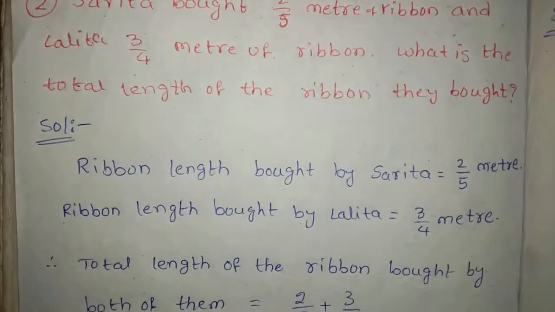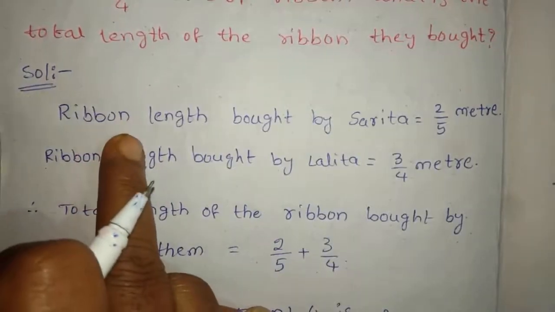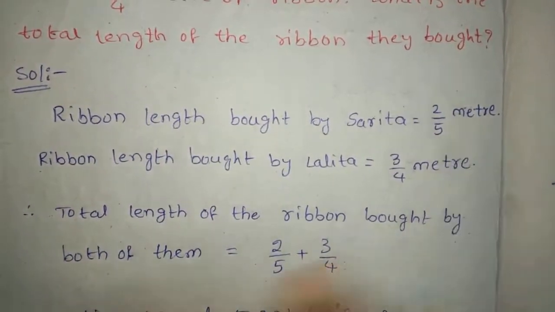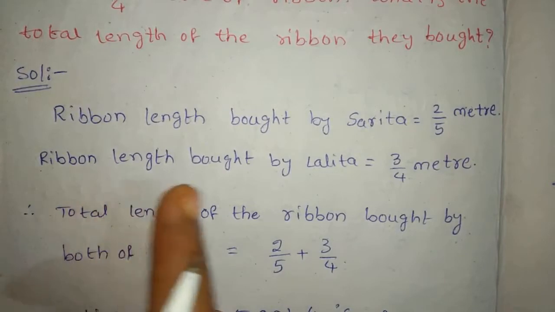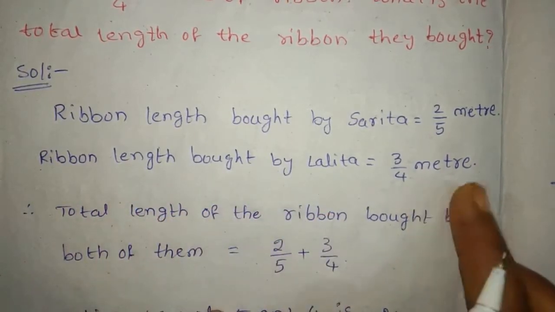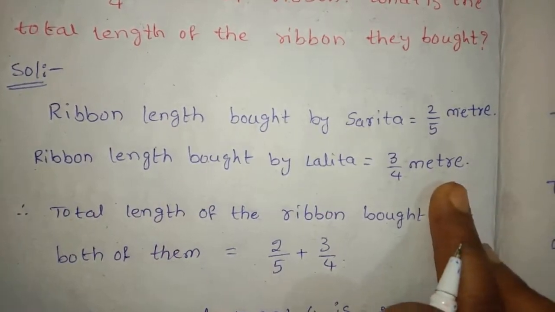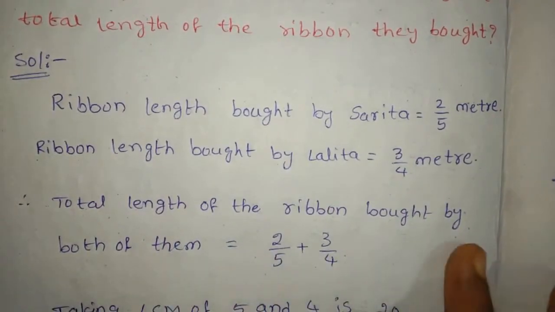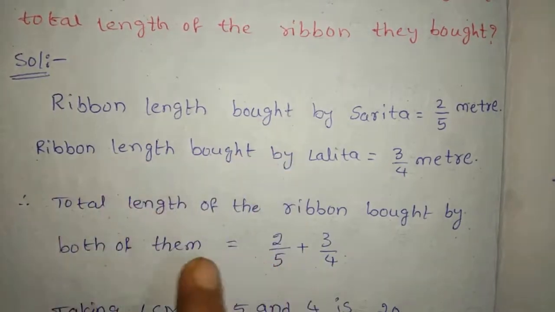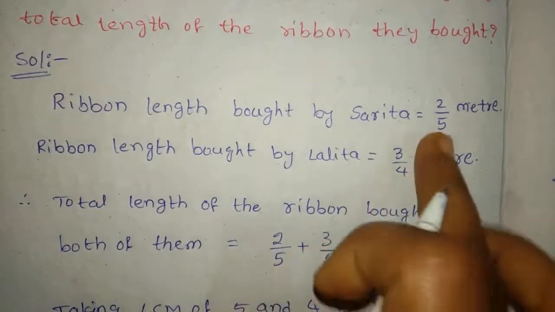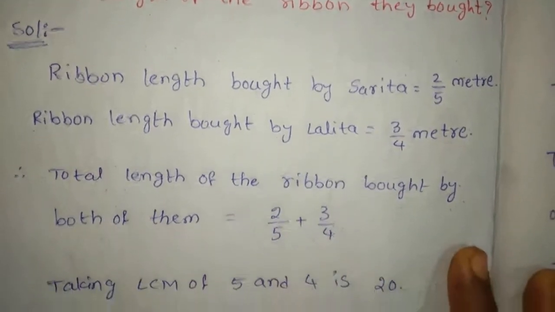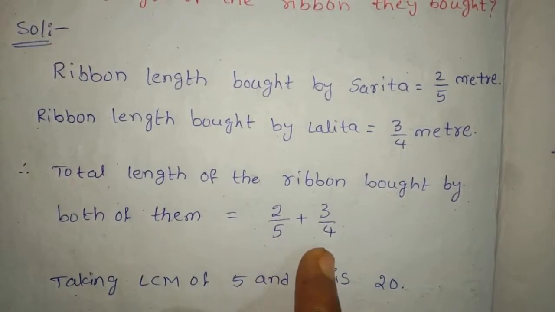Solution. First, ribbon length bought by Sarita, that is 2 by 5 meter, and ribbon length bought by Lalita, that is 3 by 4 meter. Now the total length of the ribbon bought by both of them. Both means Lalita and Sarita, that is 2 by 5 plus 3 by 4. Now here the denominators are not equal.